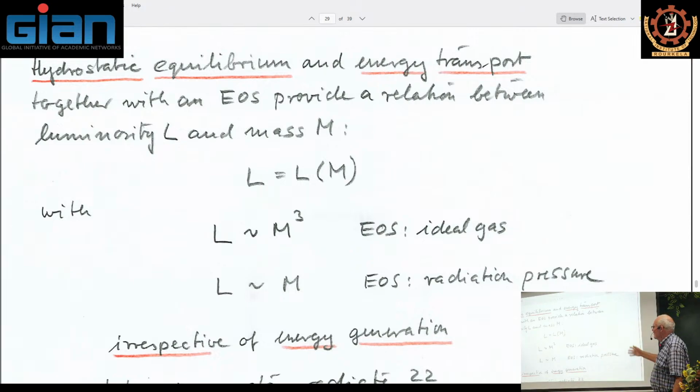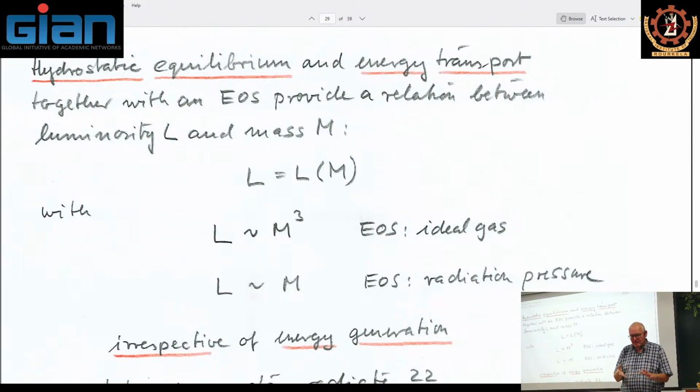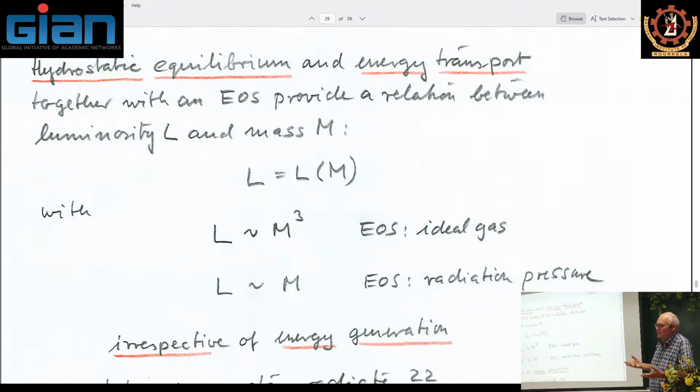Energy transport, in the form that the temperature gradient and the luminosity have to be related together with the hydrostatic equilibrium, leads to the result that the star has to radiate at a rate which is given by the mass-luminosity relation. We haven't said anything about the energy generation, nothing. So the question, why does a star radiate? Well, we can answer this. This is simply due to the fact that the star is hotter inside than outside.